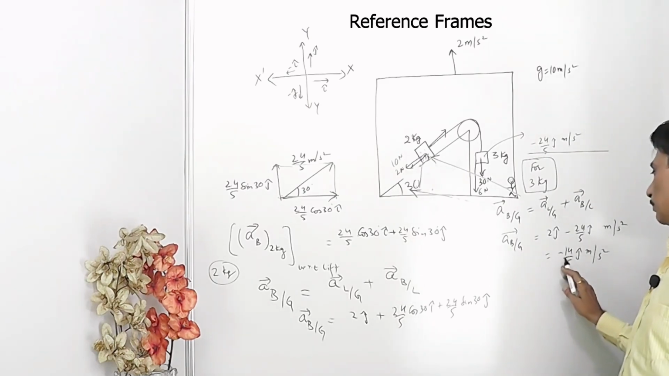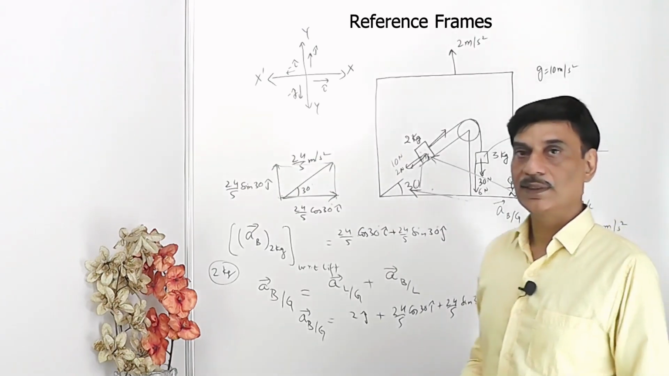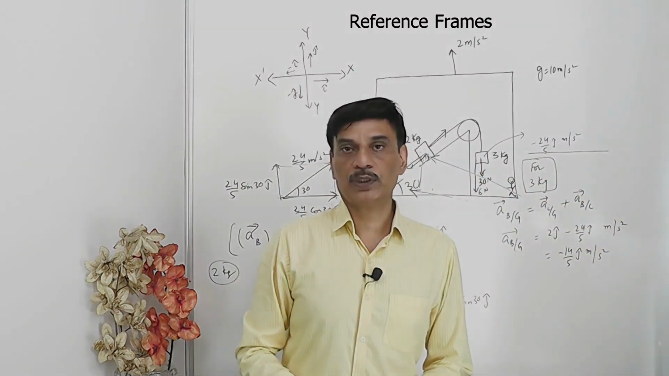You can solve this to get minus 14 by 5 j cap meter per second square. So this is the acceleration of the 3 kg block with respect to the ground.